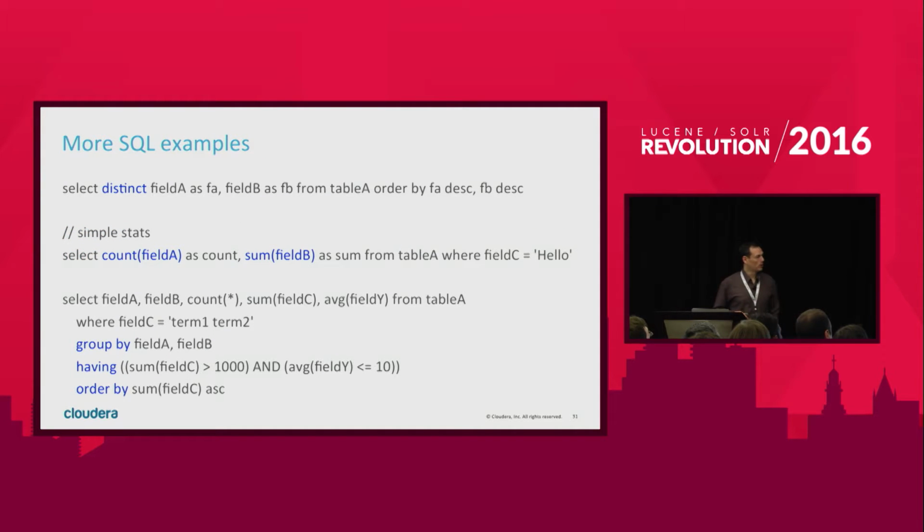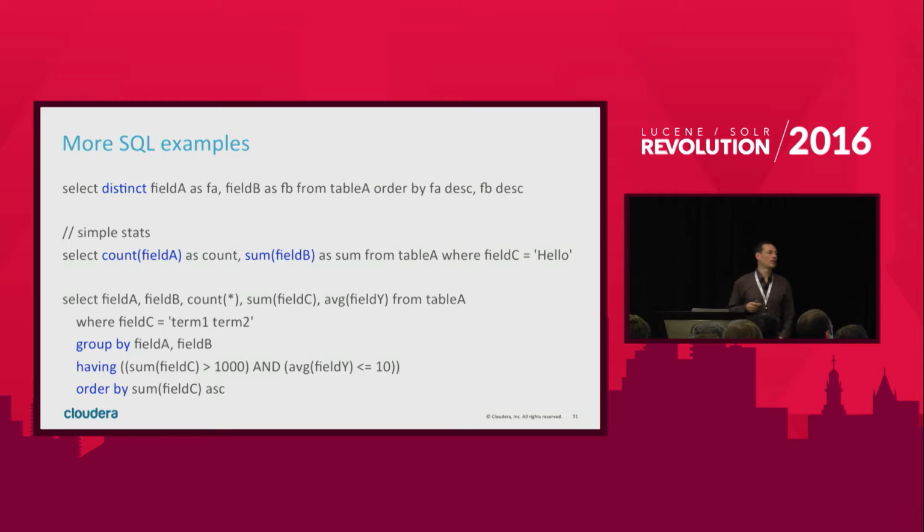And here are some other SQL examples from the ref guide of things that we currently support. The one at the bottom is one of the more complex things we support. It's grouping by two different fields, and we're filtering these groups with the having clause, filtering by aggregated metrics, ordering by an aggregated metric, and also retrieving aggregated metrics at the end.